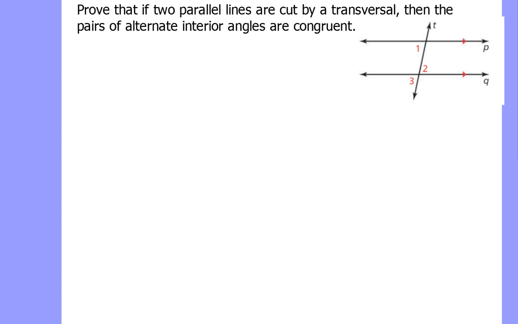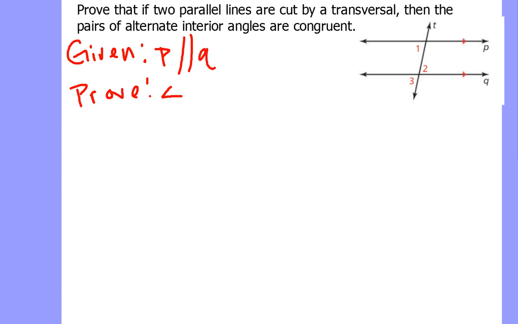So what we're saying here is that we are given that, in this case, P is parallel to Q, and our goal is to prove that a pair of alternate interior angles are congruent. That means angle 1 is congruent to angle 2. That's what we're trying to prove in the end. Remember, because this is the proof of the alternate interior angles congruency theorem, you cannot use that in its own proof. So let's think of some other ways that we can use.